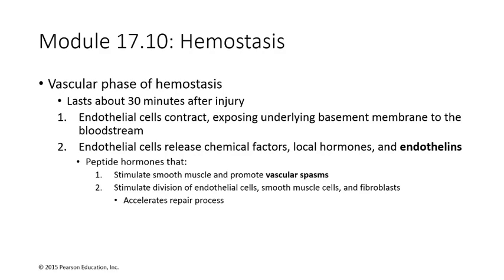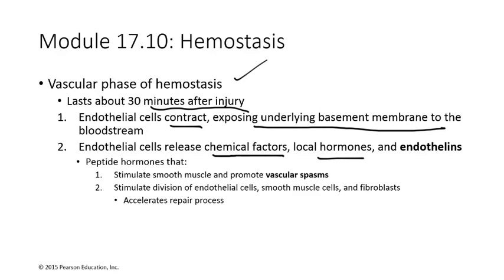In the beginning, in the vascular phase, about 30 minutes after injury, the endothelial cells are going to contract. They're going to expose their underlying basement membrane, and those endothelial cells that make up the inside of the blood vessel are going to start releasing chemical factors, hormones, and molecules called endothelins. These molecules are going to stimulate smooth muscle and promote spasms.